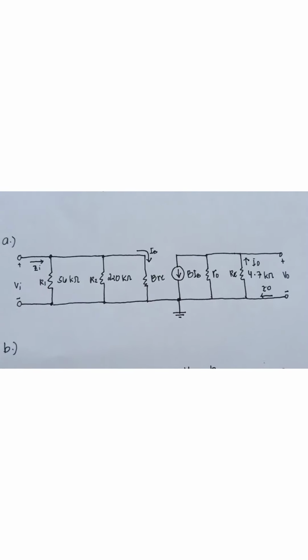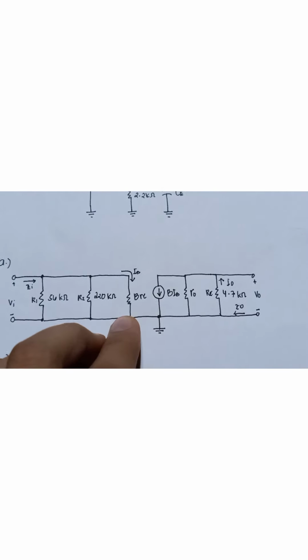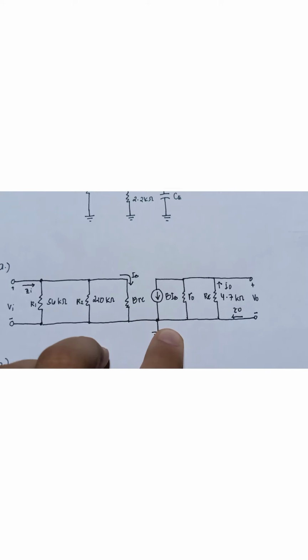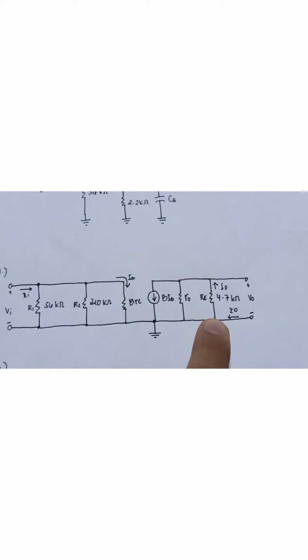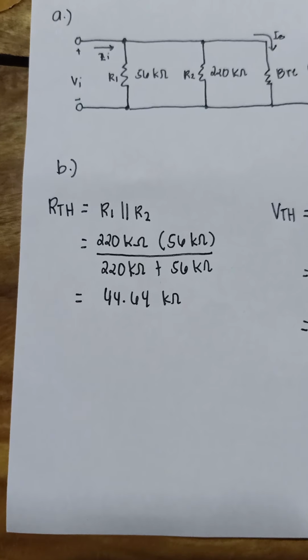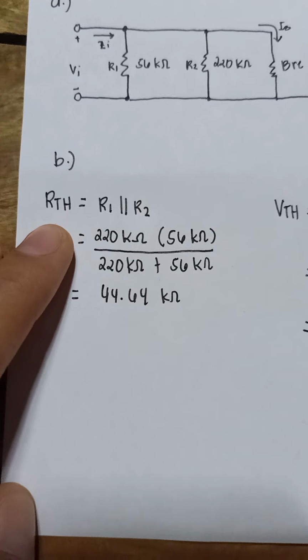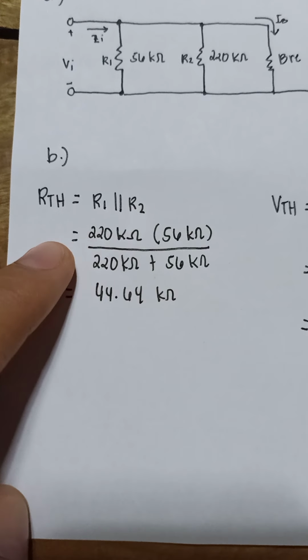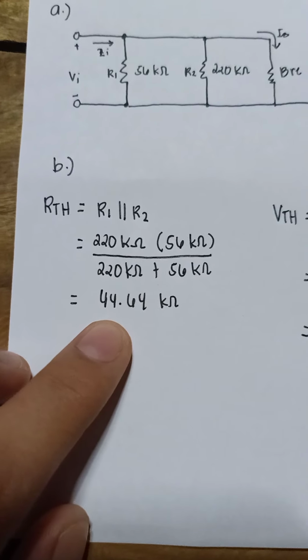So here is the input impedance. R1 and R2 are in parallel. BRE is in short circuit, flowing towards the current source, which is the beta IB. RO and RC are in parallel also. So for RTH, we have R1 parallel to R2: 220 k ohm times 56 k ohm over 220 k ohm plus 56 k ohm. So RTH is equal to 44.64 k ohm.